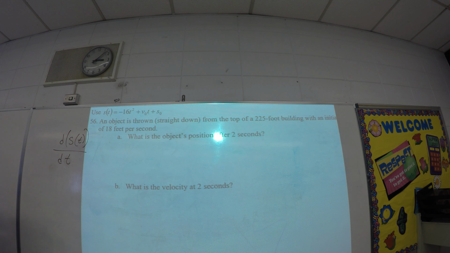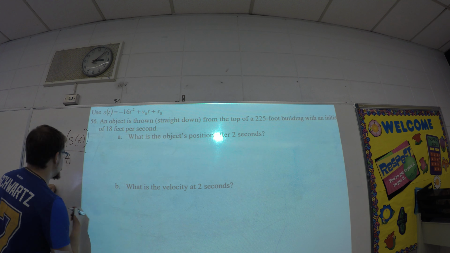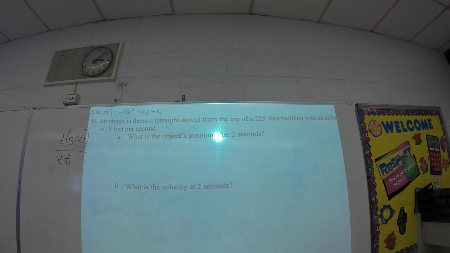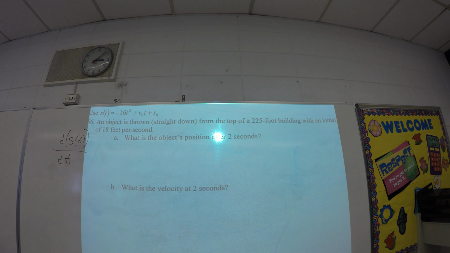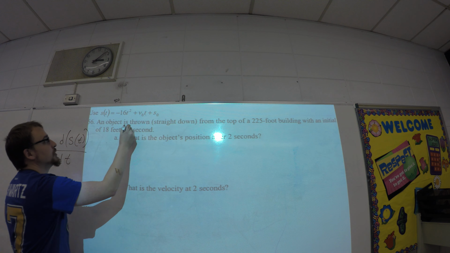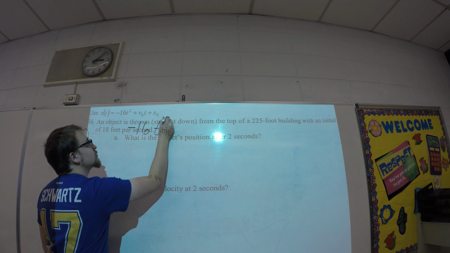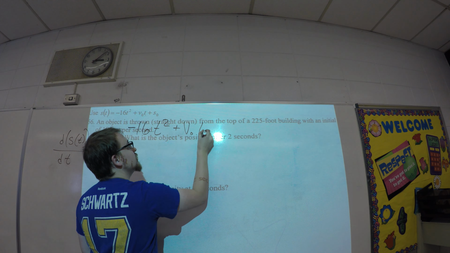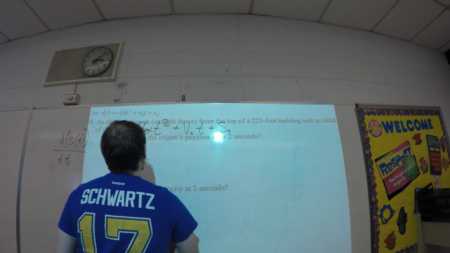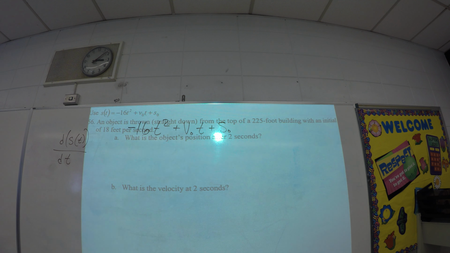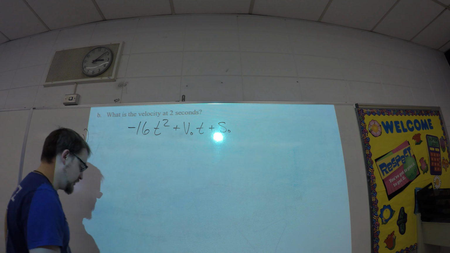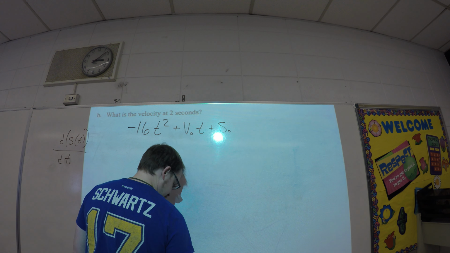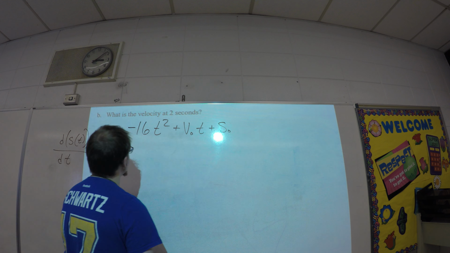So we're going to take the derivative of this function up here. Let me zoom in. I'll write the function right here. We'll see it real big in a second. T squared plus v sub 0 t plus s sub 0. Okay. So what is the velocity at 2 seconds? Well, in order to calculate that, we need a velocity formula. And so when we take the derivative here, what we get is this.